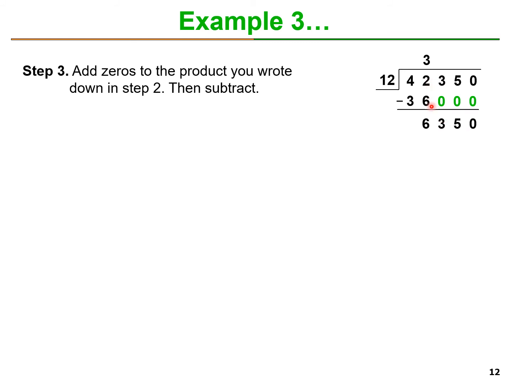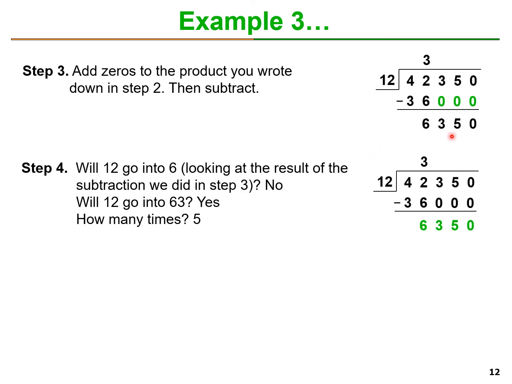Here, 2 is less than 6, so we have to borrow one from this column here. If we borrow 1 from this column, this 2 becomes a 12. 12 minus 6 is 6. This 4 becomes a 3. 3 minus 3 is 0.